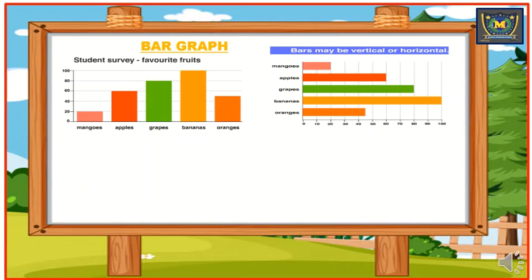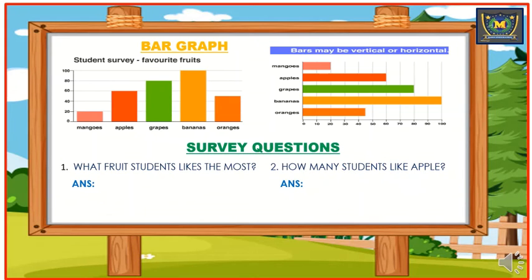Now let's have our survey questions. First, what fruit do students like the most? In here, all you have to do is look at which has the tallest bar. That's the fruit most liked by the students. In here, we have bananas, which is 100. So the answer for this is banana.